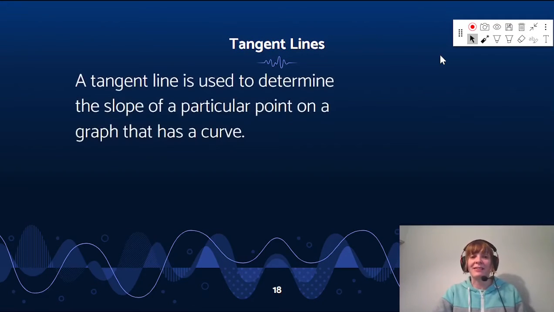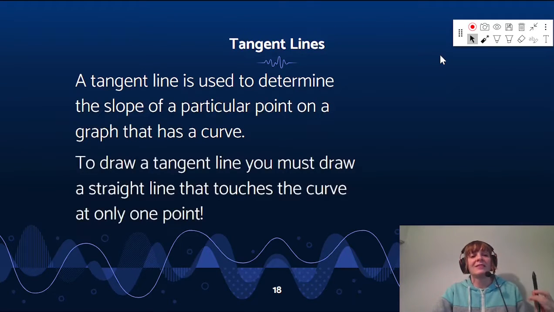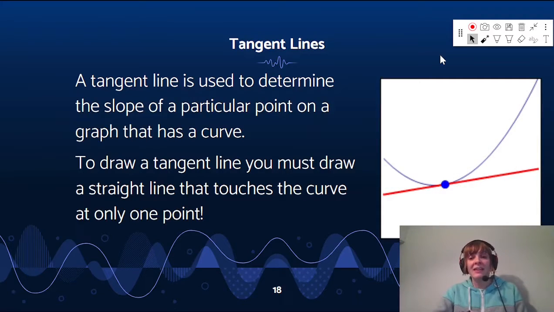What is a tangent line? Well, a tangent line is used to determine the slope of a particular point on a graph that has a curve. To draw a tangent line, you must draw a straight line that touches the curve at only one point. Let's do a little bit of visualization right now. Here is an example of a tangent line.